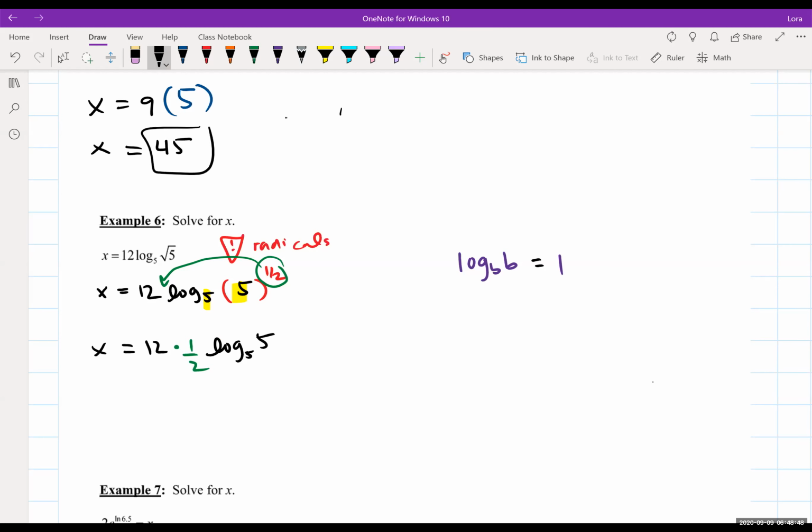And now we see what we're looking for. If I can highlight that for you. Log base 5 of 5, right away we can replace that with a 1. So we now have 12 times 1/2 times 1, which in the end ends up being 6. That's a nicer way to rename who our x is.